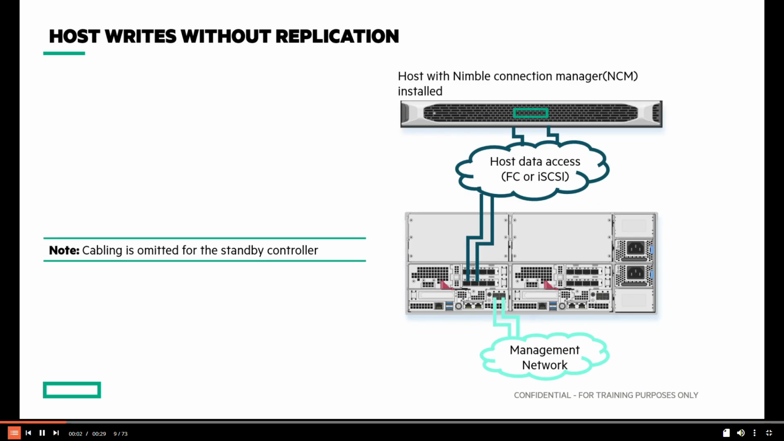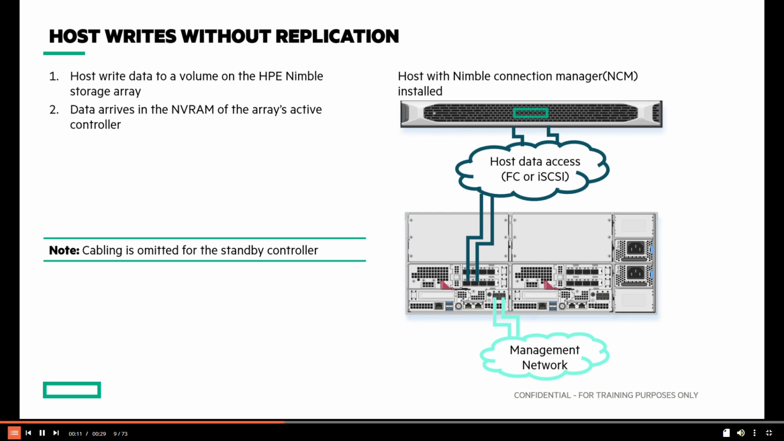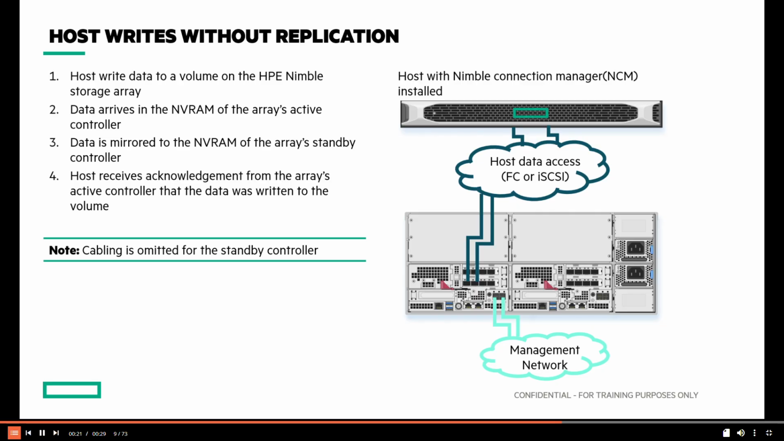Host writes without replication. The host writes data to a volume on the HPE Nimble storage array. Data arrives in the NVRAM of the array's active controller. Data is mirrored to the NVRAM of the array's standby controller. The host receives acknowledgement from the array's active controller that the data is written to the volume.